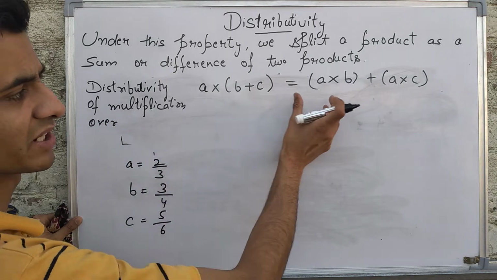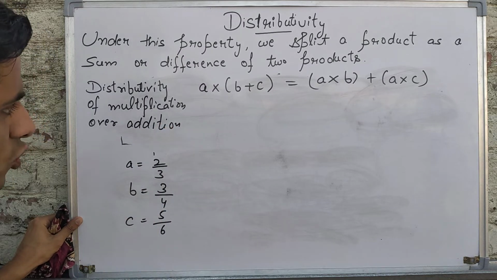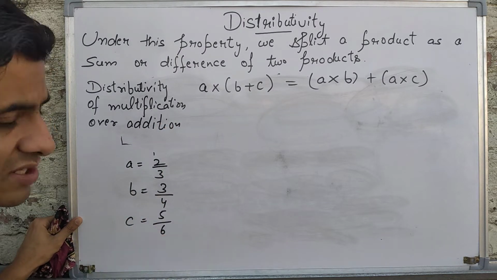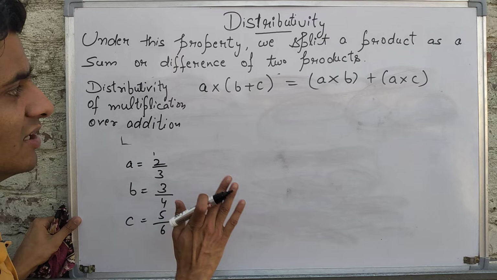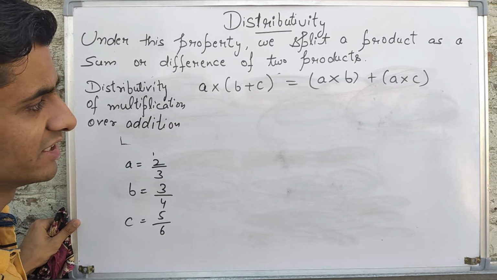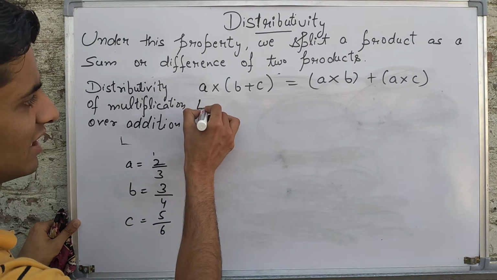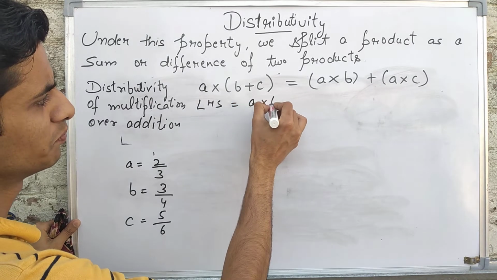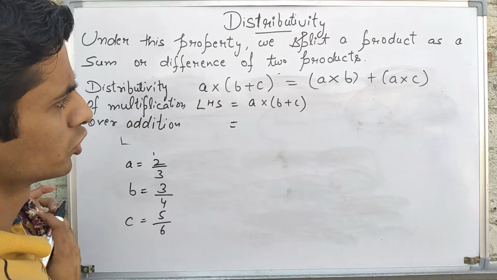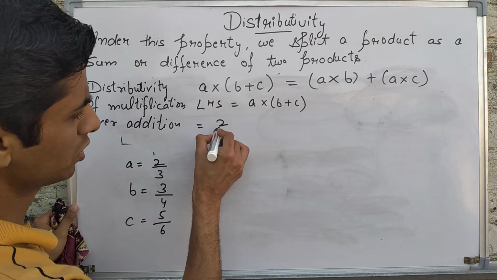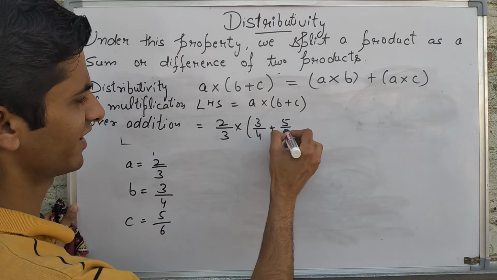We have distributed this multiplication over addition into an addition. Okay, so here a is 2 upon 3, b is 3 upon 4, c is 5 upon 6. Let us check whether this property holds true for rational numbers as well. With this diagram, it was clear that it holds true for integers. Now let us mathematically check whether it holds true for rational numbers or not. Left hand side over here is a into b plus c, where a is 2 upon 3, b is 3 upon 4, c is 5 upon 6.